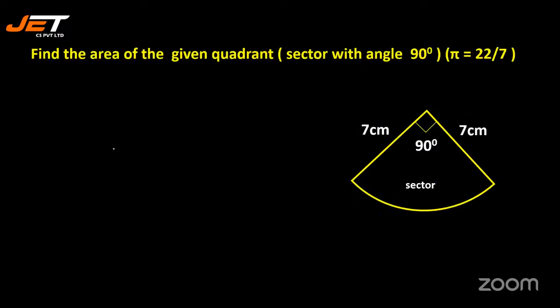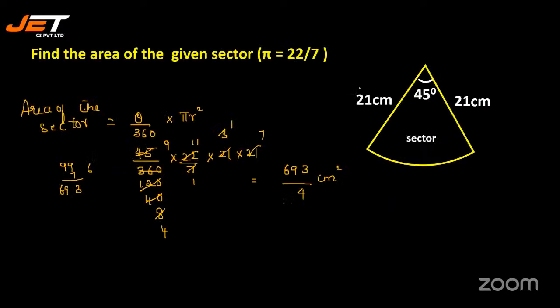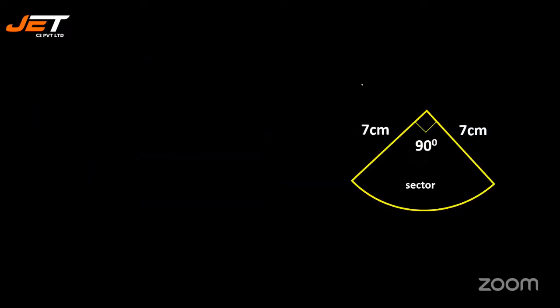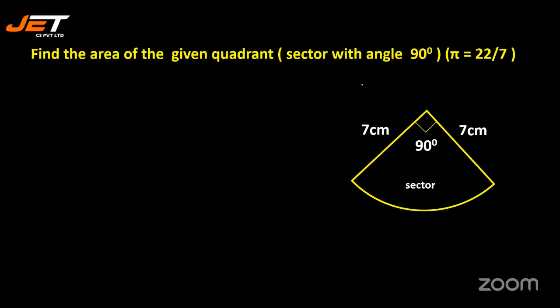Here we have: find the area of the given quadrant sector with angle 90 degrees. Pi is 22 by 7. Right? So here, find the area of the given quadrant. They have given 90 degrees, 7 and 7.